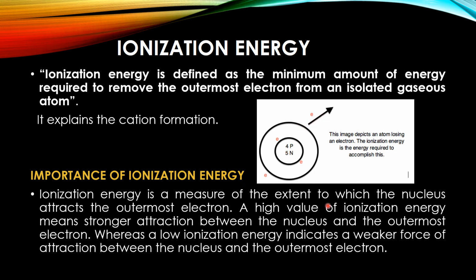So a high value of ionization energy means strong attraction between the nucleus and the outermost electron, and when this ionization value is lower, it means the force of attraction between the nucleus and the electron is weaker. So low ionization energy indicates a weak force of attraction between the nucleus and the electron, and a higher ionization energy value shows that the force of attraction between the nucleus and the electrons is very high.